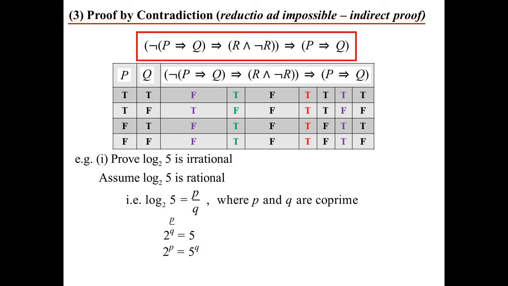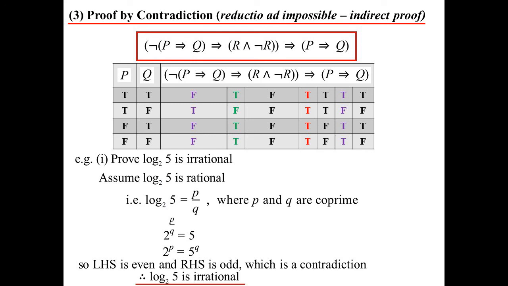Playing around with that, I get 2 to the power of P is equal to 5 to the power of Q. However, the left-hand side must be even, because I'm going to go 2 times 2 times 2 times 2 times however many times, but I'm always going to end up with an even number. The right-hand side will always be odd, because I'm going to go 5 times 5 times 5 times 5. I'll always end up with an odd number. So I've now contradicted myself, so therefore, yes indeed, it must be irrational.